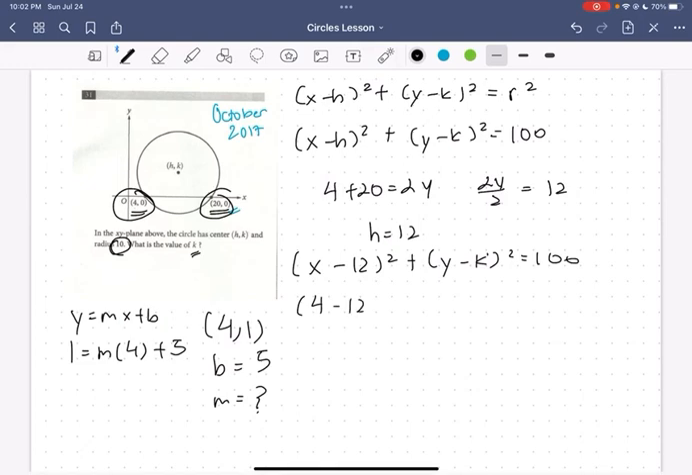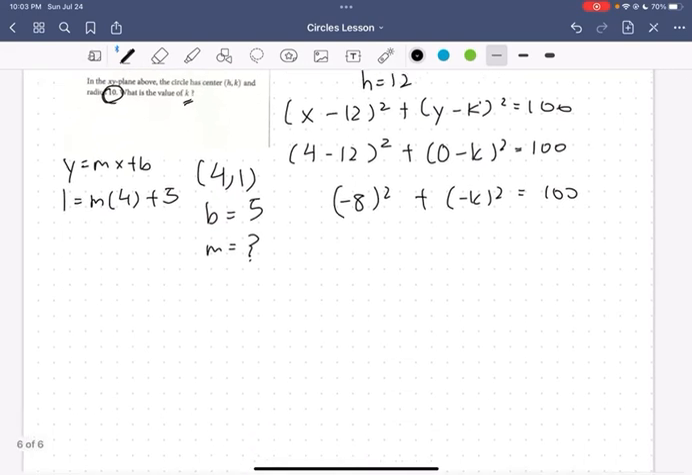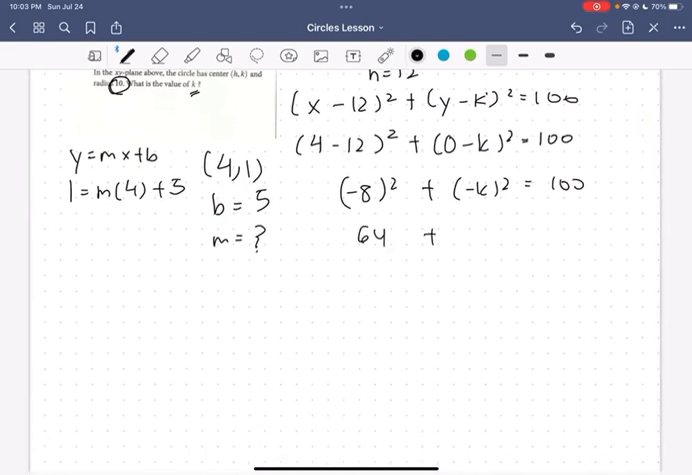(4 minus 12) the whole squared plus, in this case, y is 0, (0 minus k) the whole squared equals 100. So 4 minus 12 is negative 8, the whole squared, plus negative k squared equals 100. I mean 64 plus k squared equals 100. k squared is 100 minus 64, which is 36. And k is going to be 6.